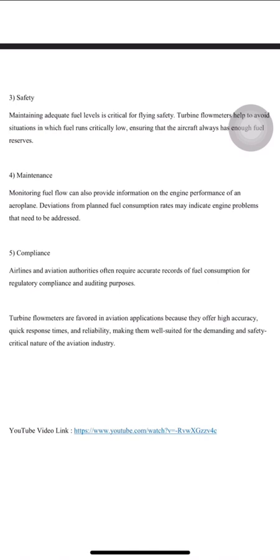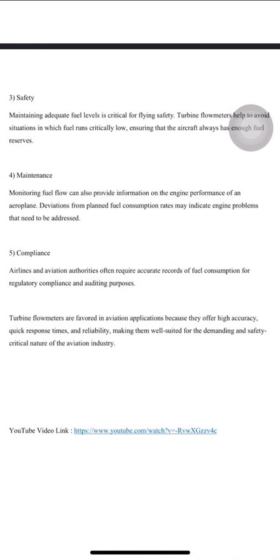Maintaining adequate fuel level is critical for flying safety. Turbine flowmeters help to avoid situations in which fuel runs critically low, ensuring that the aircraft also has enough fuel reserve. And fourth, maintenance. Monitoring fuel flow can also provide information on the engine performance of an aeroplane. Deviation from planned fuel consumption rate may indicate engine problems that need to be addressed.